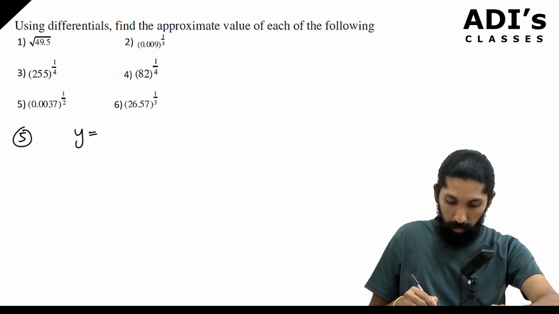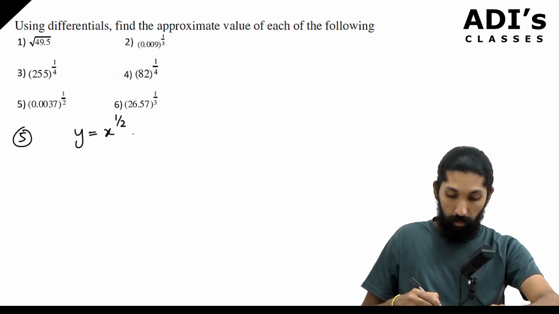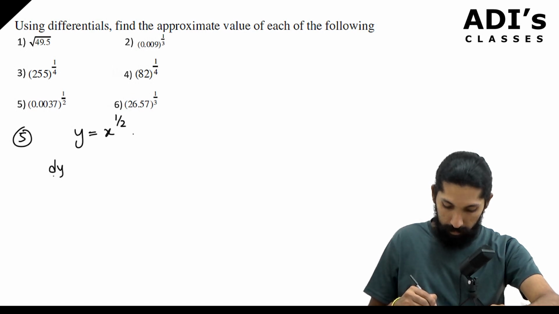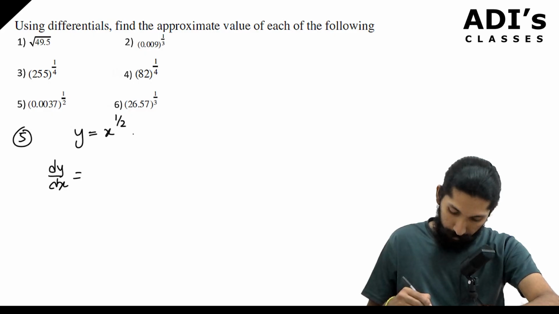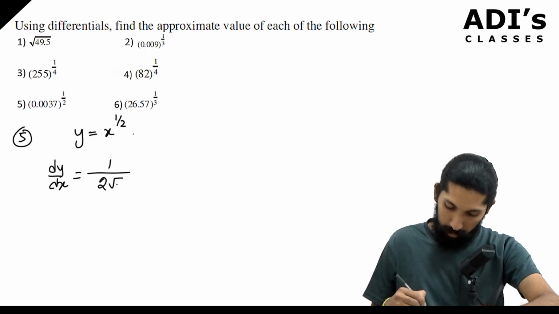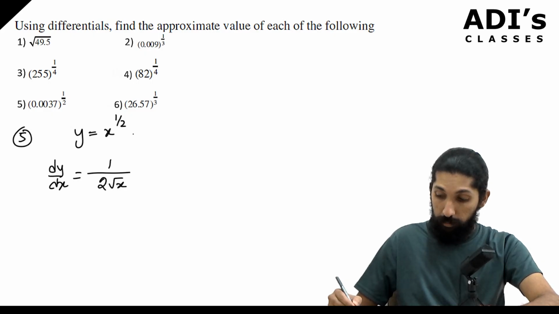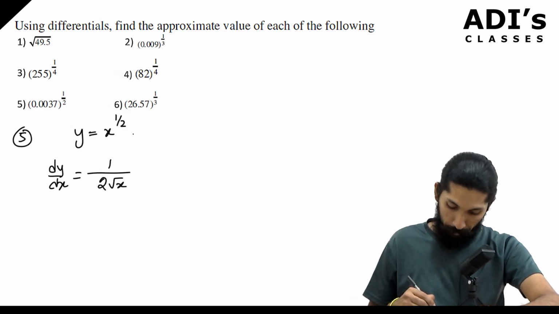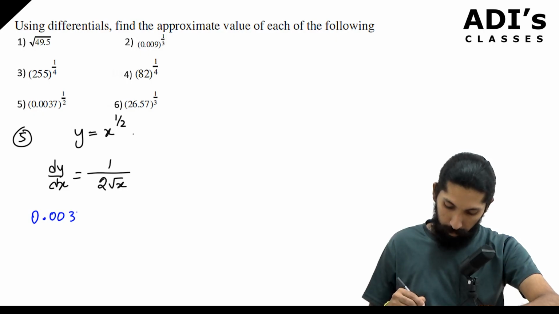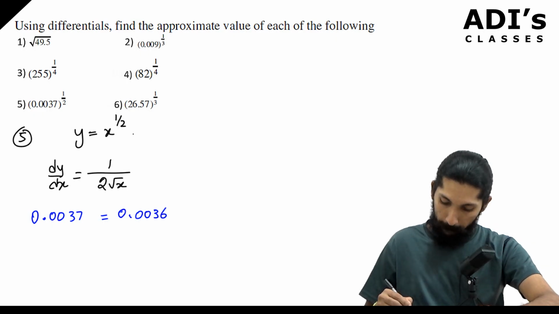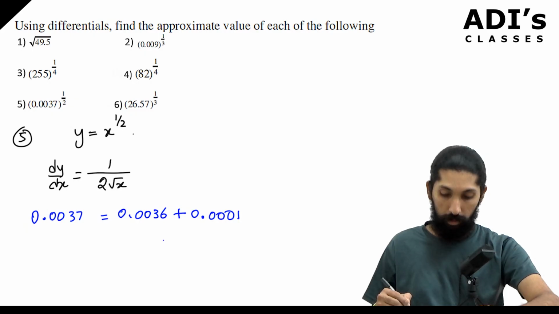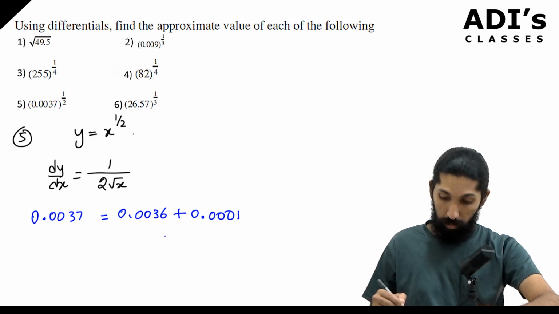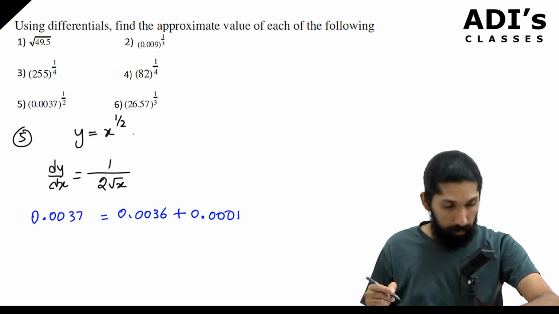Again, this is of the form y is equal to x power half. Correct? But here dy by dx, or y dash, whatever we used to call, is 1 by 2 into root of x. Right? Now you need to split the term. That is the number. 0.0037 can be taken as 0.0036 plus 0.0001. Correct? So this is going to give me the value of 0.0037.